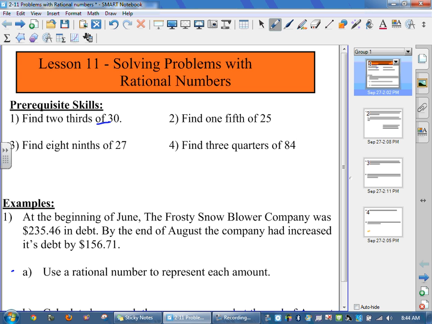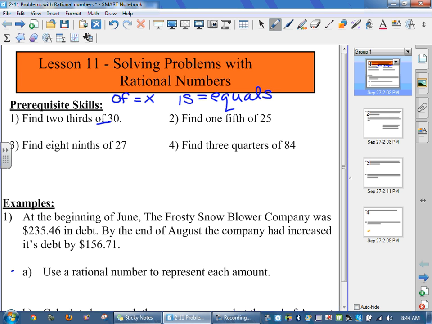It does mean multiply, okay? So of means multiply. What does is mean? What do you think the word is means in math? It means equals. Good job. Okay, is means equals. All right, so let's take a look at number 1.